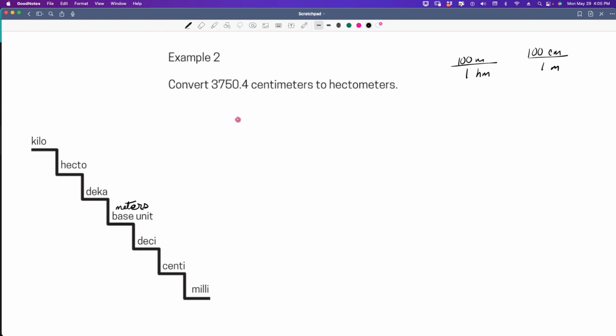So I have 3750.4 centimeters that I want to turn into hectometers. I'm going to use this unit of reference for centimeters and convert to meters first. So 1 meter is the same as 100 centimeters. That cancels centimeters. Now I'm going to cancel meters and go to hectometers. So 1 hectometer is the same as 100 meters. I'm going to cancel that, so now my unit of measure is hectometers.